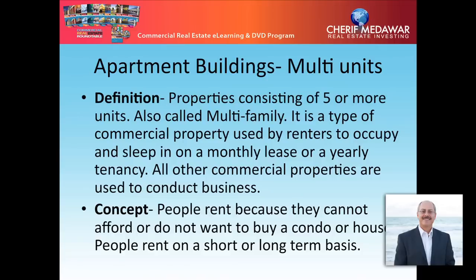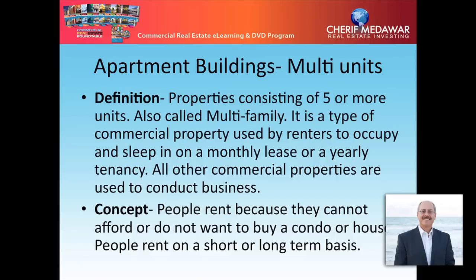It's a type of commercial property used by renters to occupy and sleep in on a monthly basis or yearly tenancy. And all other types of commercial properties are used to conduct business. Apartment buildings, it's like residential, but en masse, just getting from 5 units plus. And I think a good critical mass, keep that in mind, you may want to write this down, 25 units is usually pretty good. You can afford the manager, you can get some good return, etc. But it depends on the part of the country where you get it.